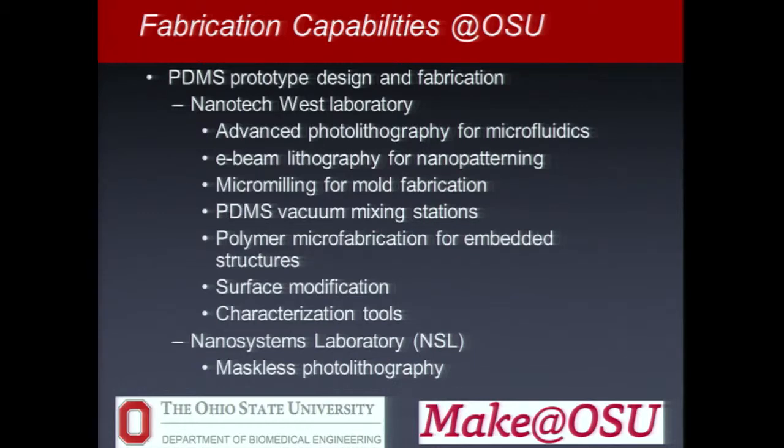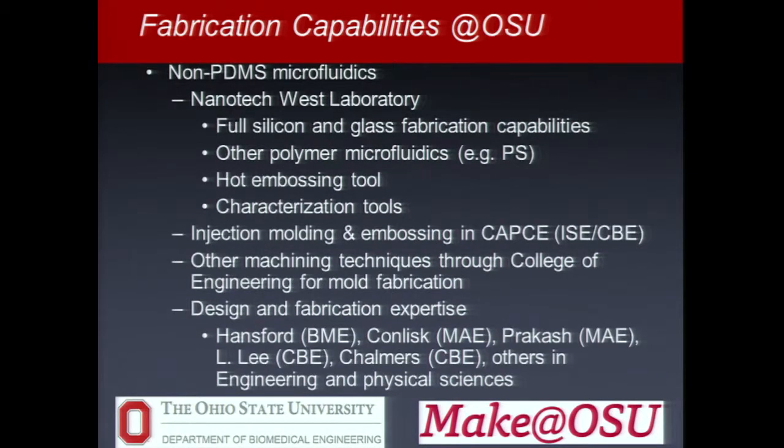We can do mechanical micromilling. And if you want to have a larger scale structure, you want to have a larger scale mold. And then we have all of the mixing stations for doing the PDMS molding and getting bubble-free PDMS molds, and so on. And we have tons of characterization tools. We're also right down the street from the CMAS. In physical sciences, they also have a maskless photolithography system, so you don't have to go through the intermediate stage of fabricating a mask. So that's for polymer, especially PDMS microfluidics.